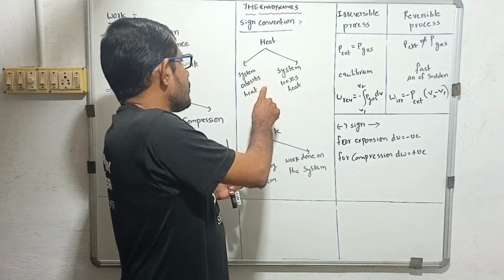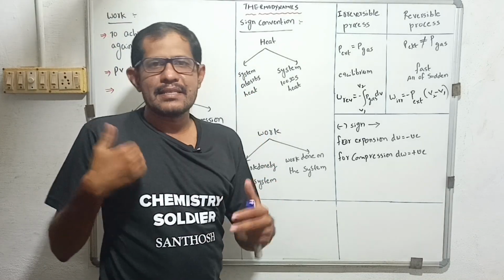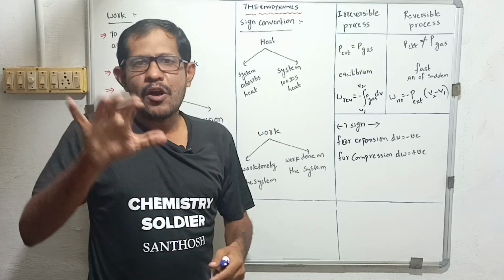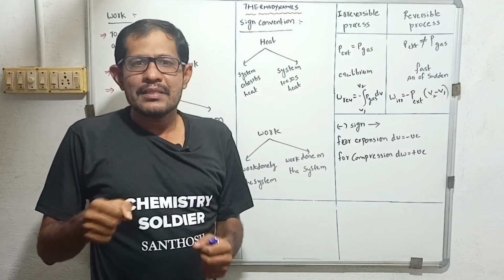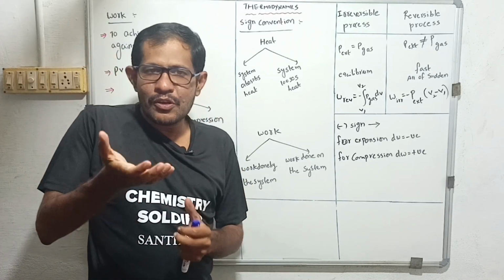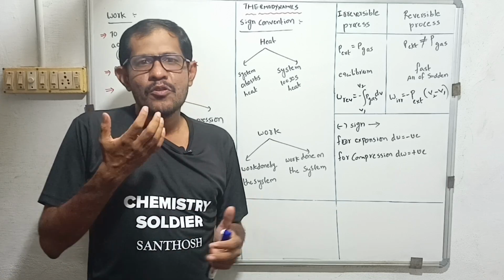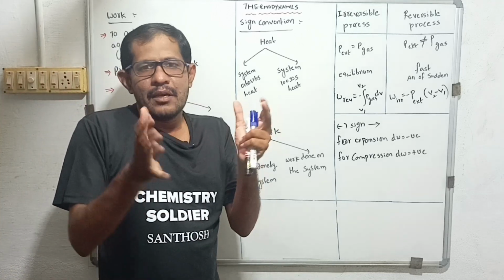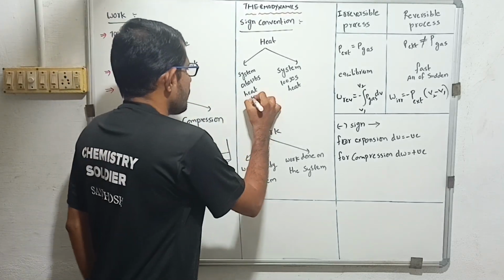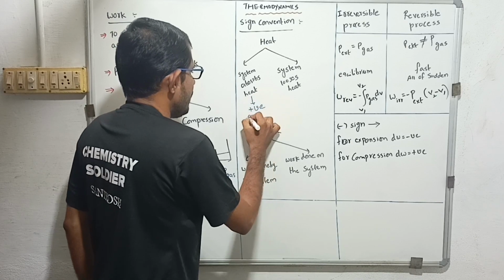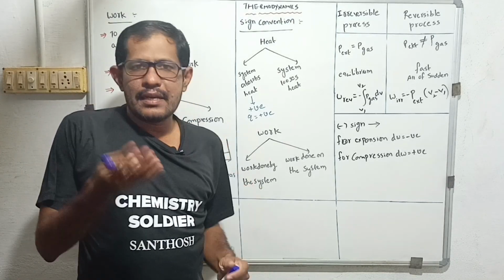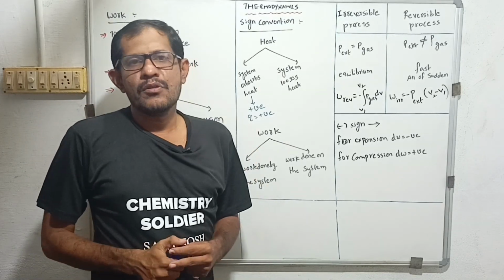Okay, so system absorbs heat means it gains energy. If a compound is heated, that means it absorbs heat and gains energy. Gaining energy always gives a positive sign. By absorbing the heat, the system is gaining energy. So for absorption, Q is positive. When a system absorbs heat, there is a rise in energy, so the sign convention for Q is positive.